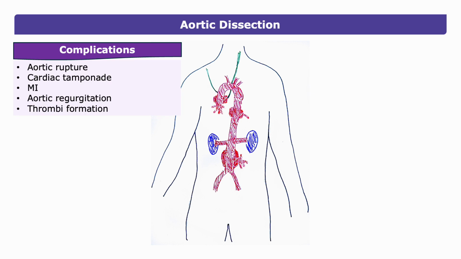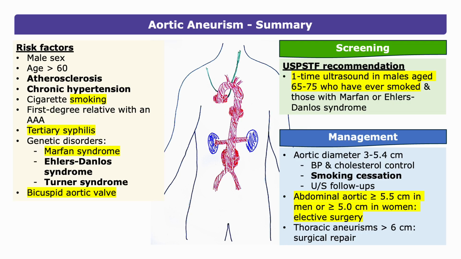Complications of aortic dissections are going to be aortic rupture, cardiac tamponade, MI, aortic regurgitation, and thrombi formation. So just as a summary, remember for aortic aneurysms, the risk factors are going to be males, age more than 60, atherosclerosis. For your exams, remember smoking is going to be a big risk factor, tertiary syphilis, Marfan syndrome, and bicuspid aortic valve.